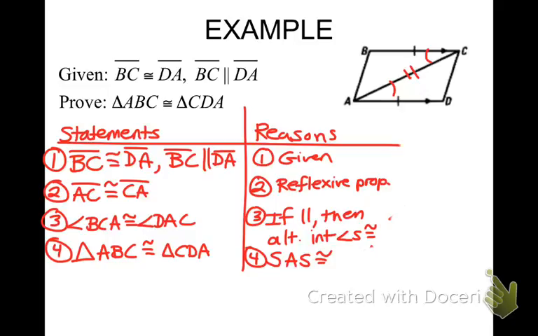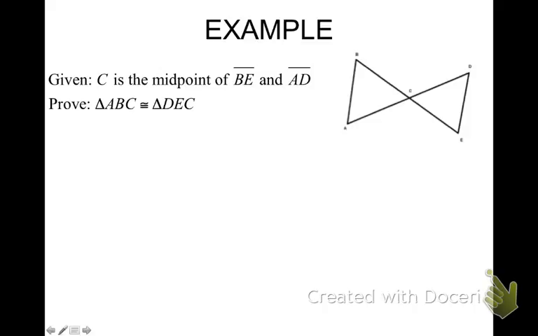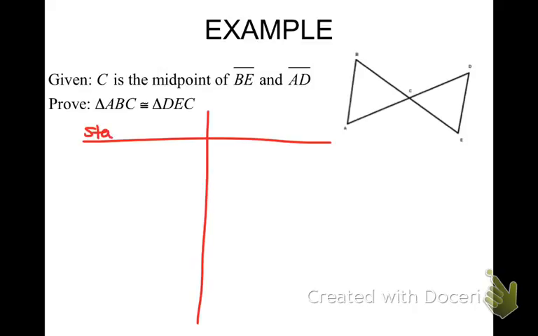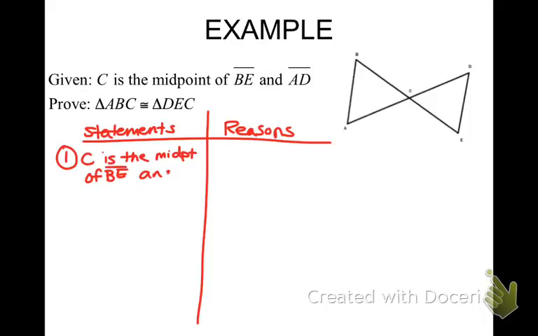Okay. All right, let's move to the next one. Going to get your T-chart set up. So statements on the left, reasons on the right. Fill in that given. So we're given that C is the midpoint of BE and AD. All right, so this time around I'm going to try it without listing out all 6 parts.